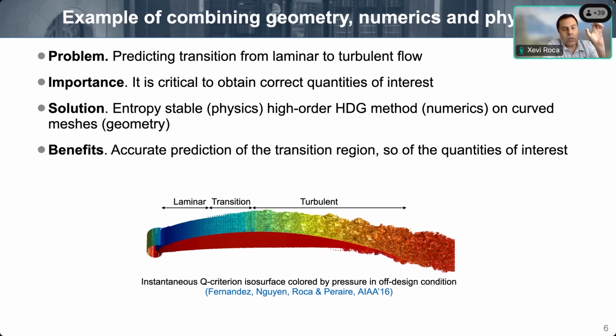It's really important to be able to predict where the transition happens if you want to obtain the right quantities of interest, such as the lift coefficient and the drag coefficient. And to do so, we were combining an entropy stable high-order HDG method, a hybridizable discontinuous Galerkin method, on curved meshes. With the combination of these ingredients for high order, and this was the result of the thesis of Pablo Fernandez, we were able to obtain really accurate prediction of the transition region, and also of the quantities of interest. Can you go to the next slide?